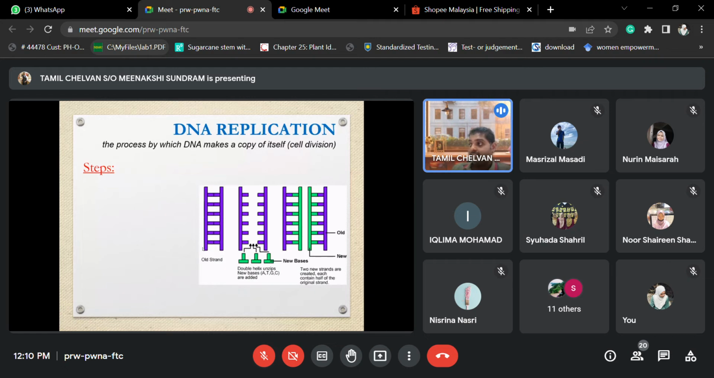So this is the parental cell ataupun old cell. Then dia akan unzip, dia akan buka, dia ada double helix, unzip the new bases. Then two new strands are created. Each contain half of the original strand. So the same strand akan mula. Untuk buat proses ni akan ada enzyme and so on lah. So you can dapat dua. This is mitosis because it is forming an identical thing. Just it's duplicating, becoming an identical DNA. Okay, cell division. Okay.